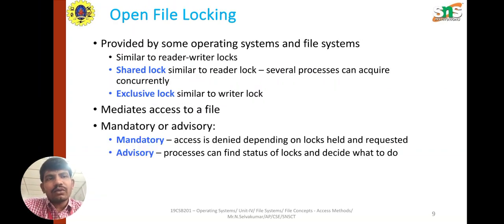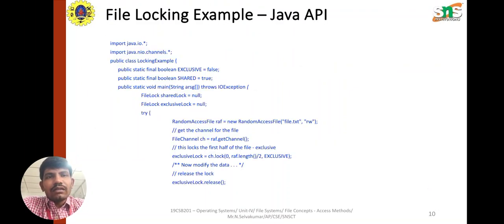Open file locking is provided by some operating systems and file systems. It is similar to reader-writer locks, for example a shared lock and an exclusive lock. In a shared lock, similar to a reader lock, several processes can acquire it concurrently. An exclusive lock is similar to a writer lock. Locking can be mandatory or advisory. Mandatory means access is denied depending on locks held and requested. Advisory means processes can find the status of locks and decide what to do. This is a Java API program example for file locking.